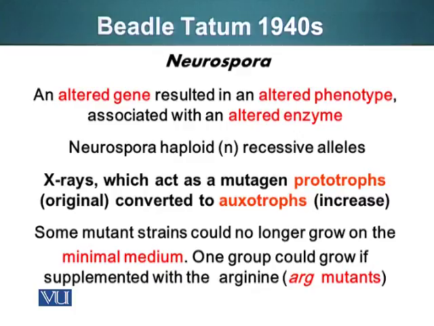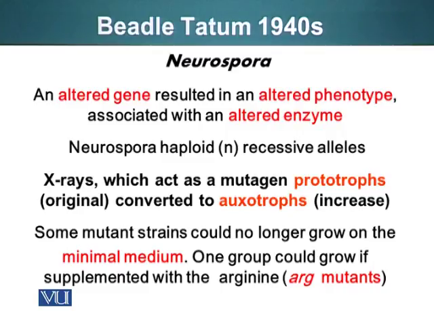Generally, Neurospora can grow on minimal media, that is, a minimal amount of amino acids, carbohydrates, lipids, etc. required for this organism to grow. When they used X-rays to mutate this organism, some of these mutated Neurospora strains were unable to grow on minimal media. They had to supplement it. So they came up with the terms prototrophs, the original eaters, and auxotrophs, the increased eaters.